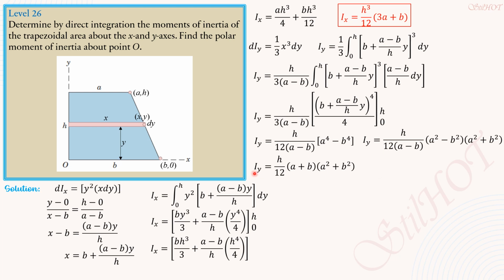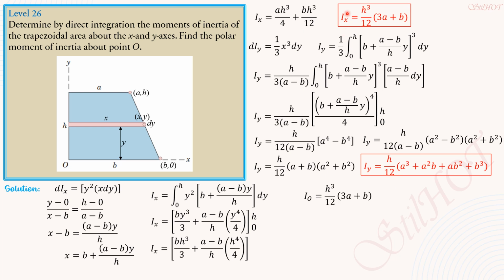So finally, Iy is h over 12 times quantity a cube plus a square b plus ab square plus b cube. That's the expansion. Then for the polar moment of inertia about point O, it is just Ix plus Iy. So Io is Ix plus Iy, and it is h cubed over 12 quantity 3a plus b plus h over 12 quantity a cubed plus a square b plus ab square plus b cube.